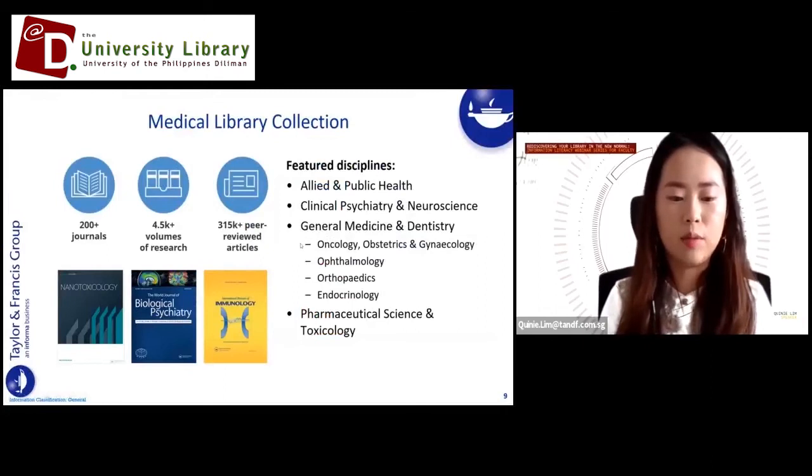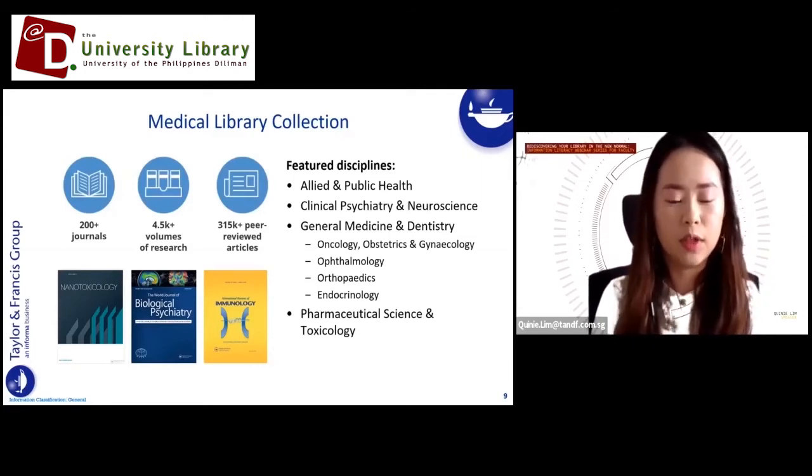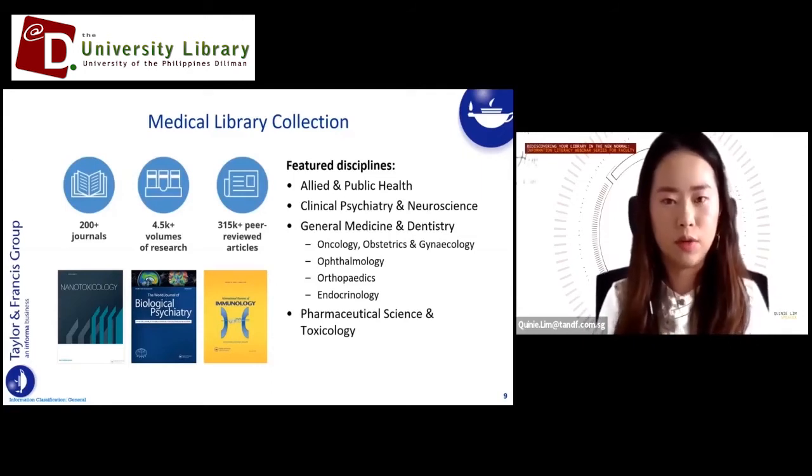Our medical journal library. This library has more than 200 journals across 4 featured disciplines that you can see on the screen, with 4,400 volumes of research and more than 315,000 peer-reviewed articles.